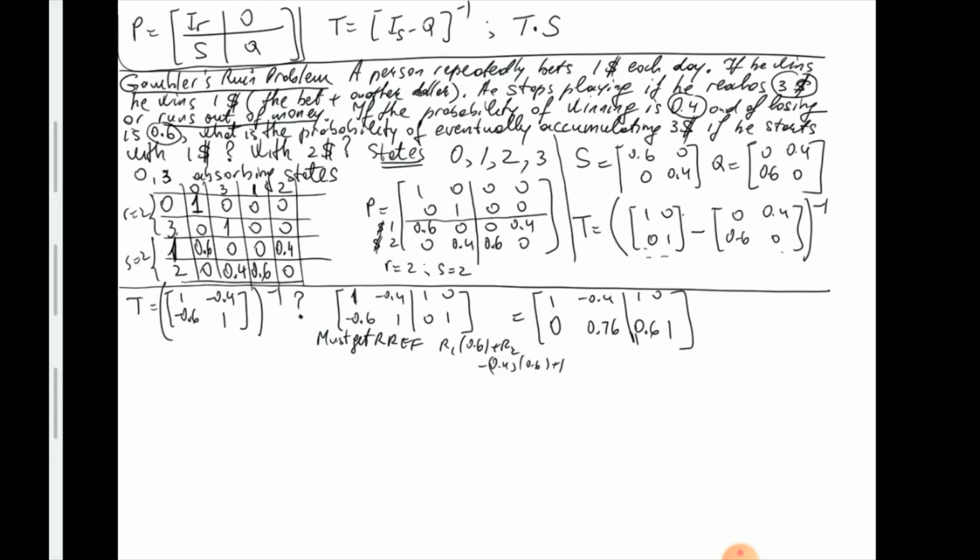The next thing is to make 1 on the second row. So we're going to divide row 2 by 0.76. So that's going to be 1 minus 0. 0.6 over 0.76 will be 0.789. And 1 over 0.76 will be 1.